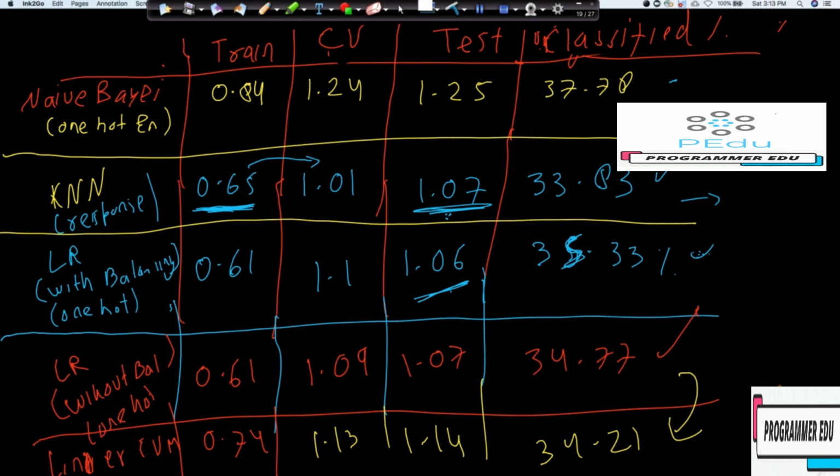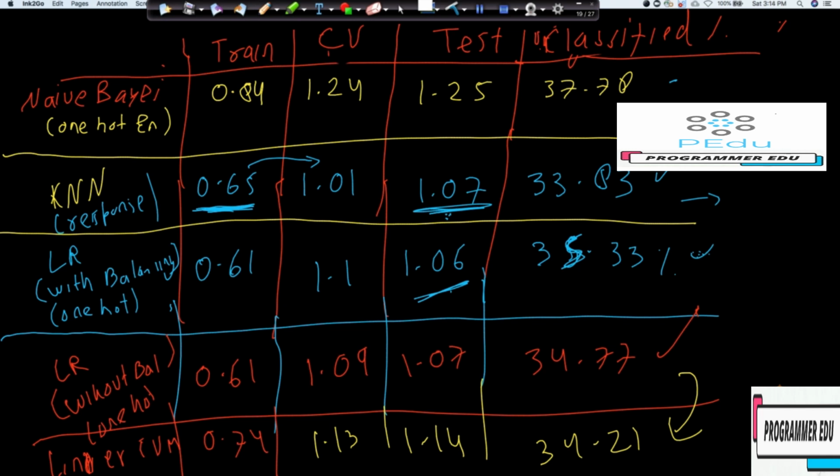Again, if we have to decide the clear winner, we have to take a call based on our evaluation criteria. By the evaluation criteria, we should go for LR, which is one hot encoding with balancing, because we are getting 1.06 as my lowest value in this case, right? So it depends. If we are looking for accuracy, then my answer may change to KNN, because that is giving me 33.83. So it again depends on case to case.